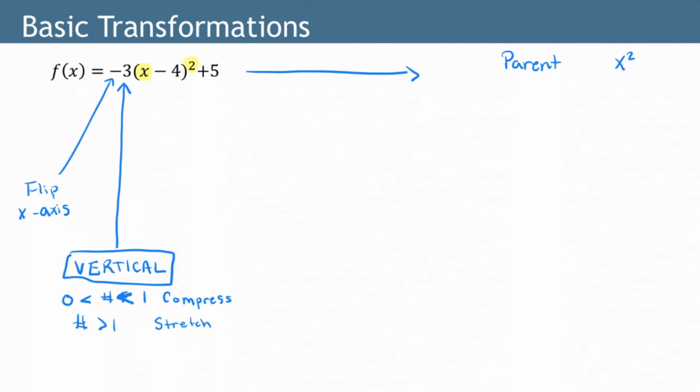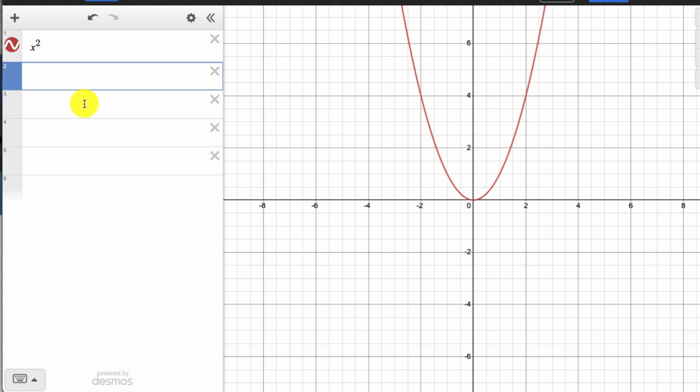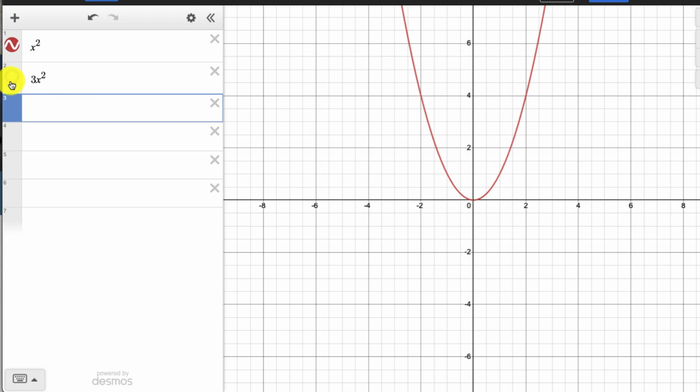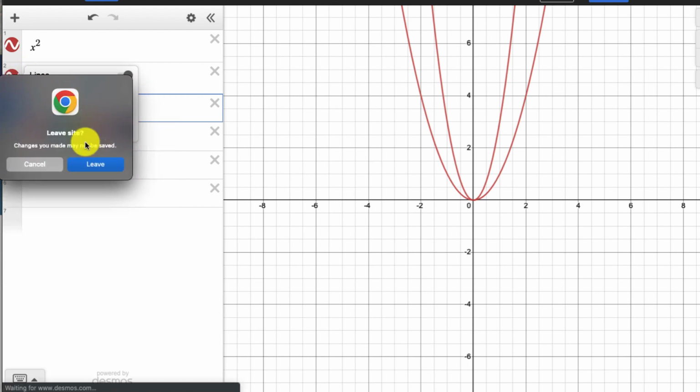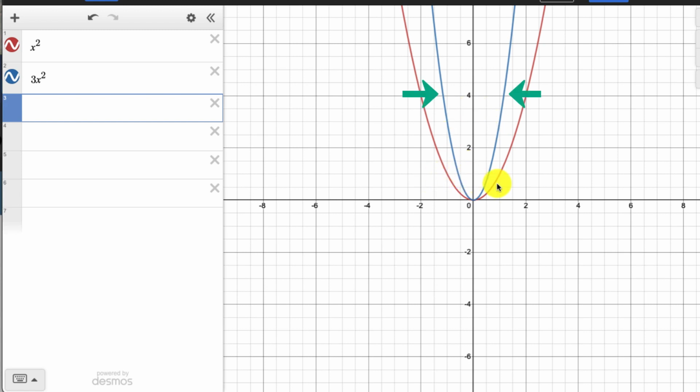Let me try to convince you of that. If I come over here to Desmos, and I have x squared, I could type in 3x squared. Let's change the color on that. There we go, blue. You can see compared to the red one, this thing is skinnier. We have a tendency to say, oh, horizontally this was compressed. While visually that's accurate, mathematically that's not what's happening.